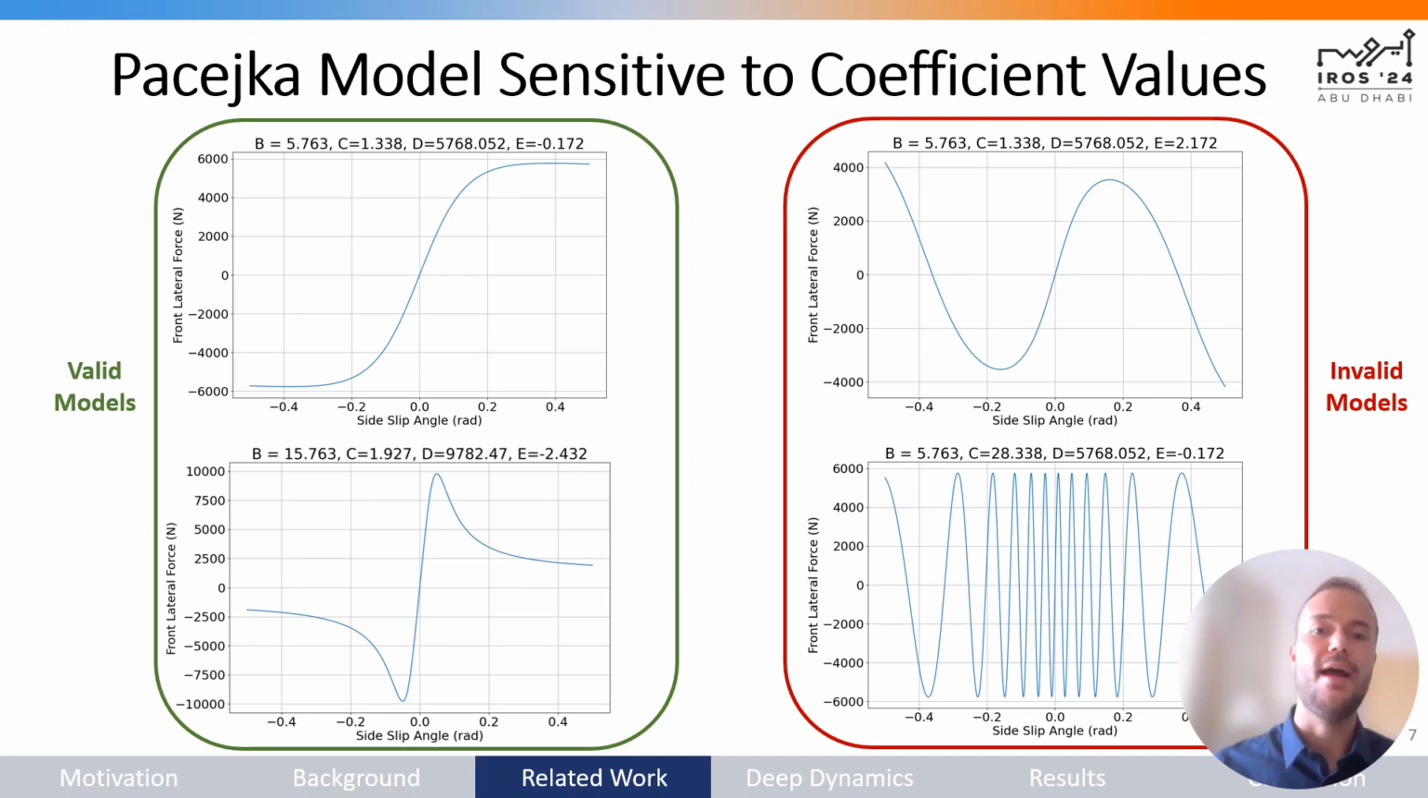Now, on the right, we have scenarios where just one Pacejka coefficient is outside of this physically meaningful range, just one. And that can result in behaviors like the direction of the force changing as the side slip angle increases or oscillations in forces. And again, we're not going to see this on a real vehicle.